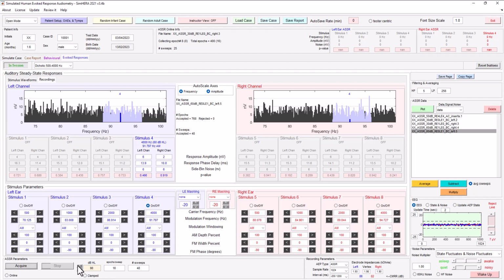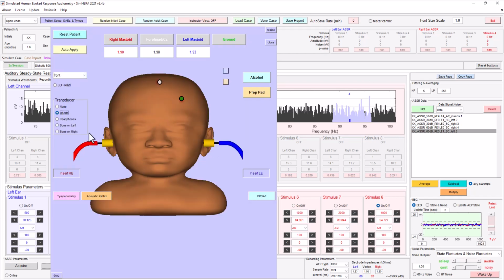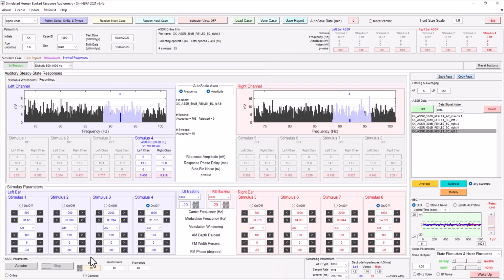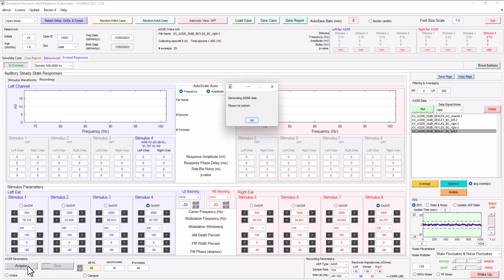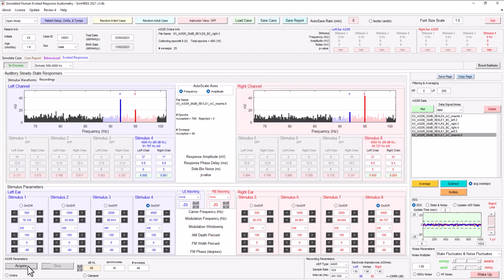So we could go all the way up to 90, and we're going to include both left and right stimuli now, and we're going to go to air conduction. So inserts. So now we're testing single frequency per ear at 90. And the result is we get responses to 4,000 hertz in both ears.